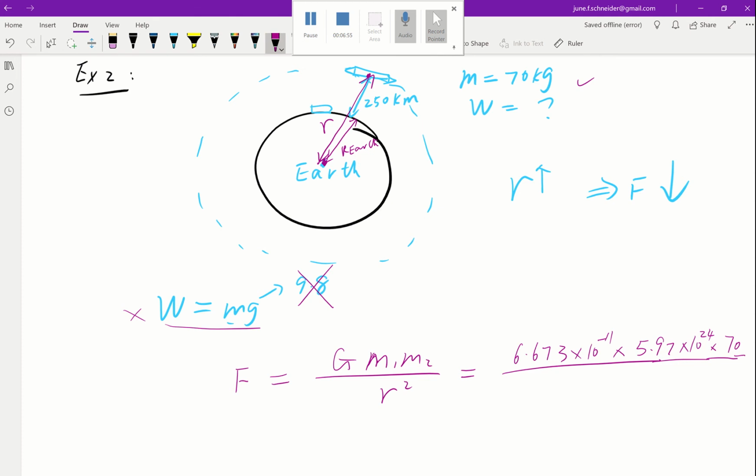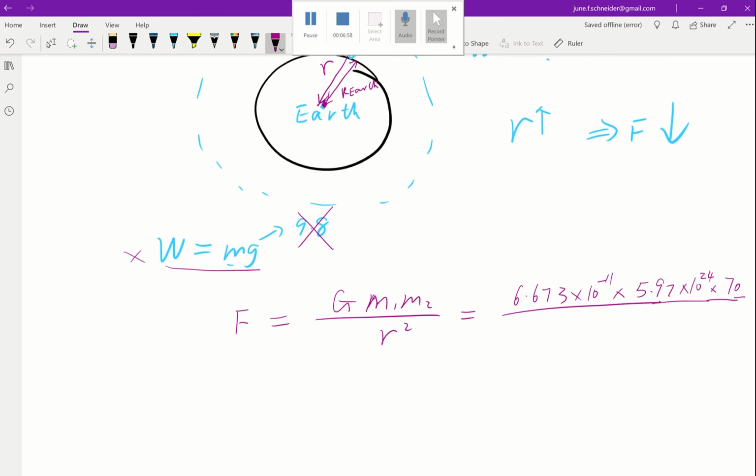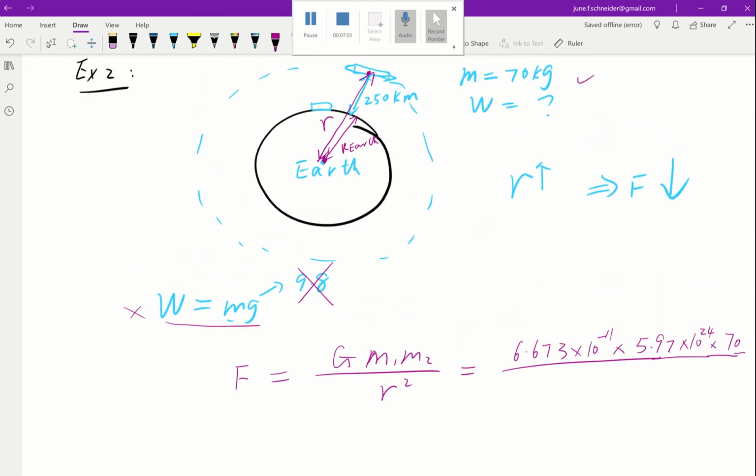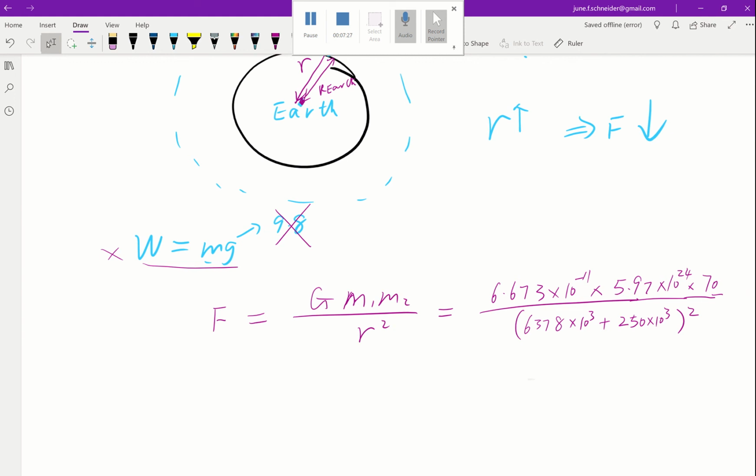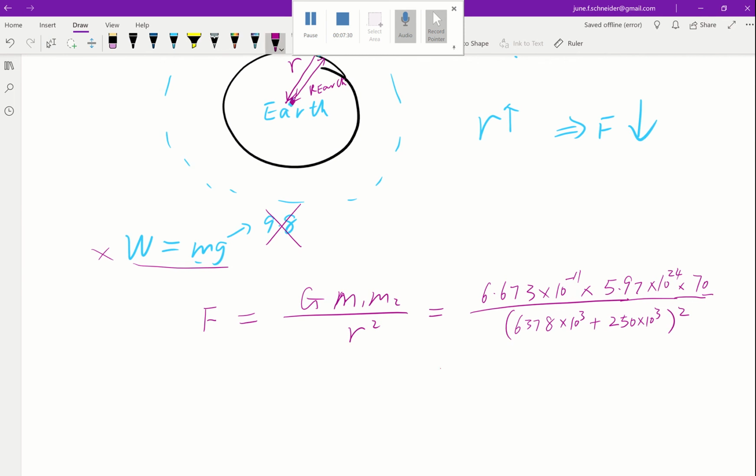plus 250. The radius of the Earth is 6378 times 10 to the power 3, that's in meters, and it's 250 kilometers above, so change kilometers to meters. So we times 10 to the power 3 times 1000, and that's the real true distance between them, and that's squared. Then go ahead and pause the video and see what you got for this.